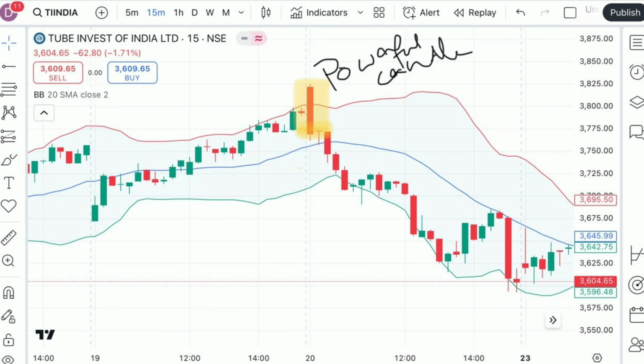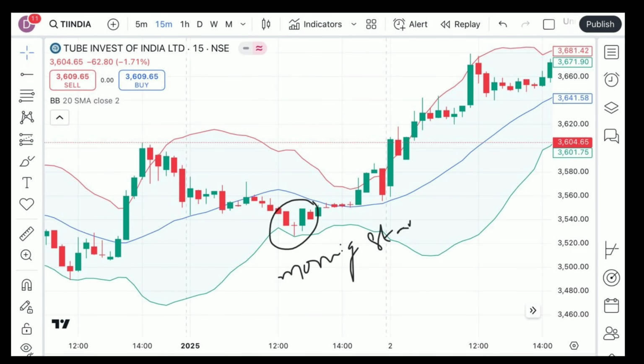Here are a few candles that work effectively in this strategy. The first one is the powerful candle or strength candle, Marubozu. If we get a powerful bearish candle at the upper band, go for the put side trade. If we get a powerful bullish candle at the lower band, then go for the call side. The next candlestick pattern is the morning star: if we get it at the lower band, then go for the CE side. If we get an evening star at the upper band, then go for the PE side.